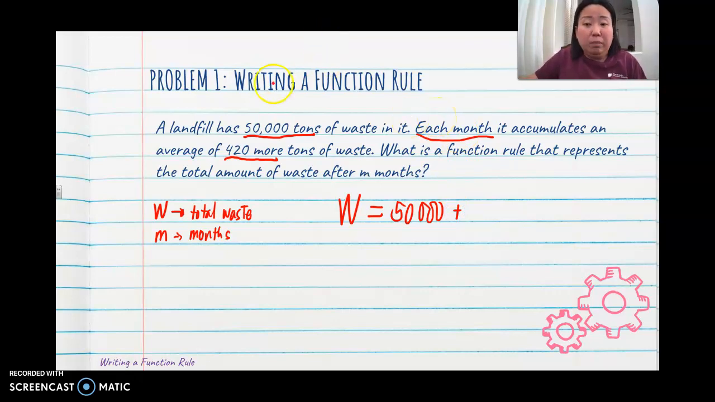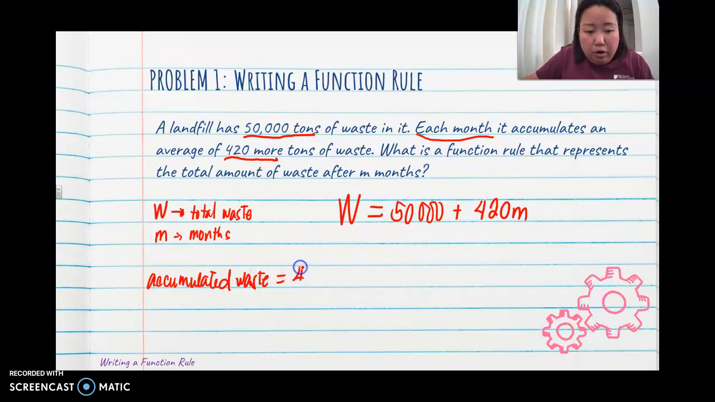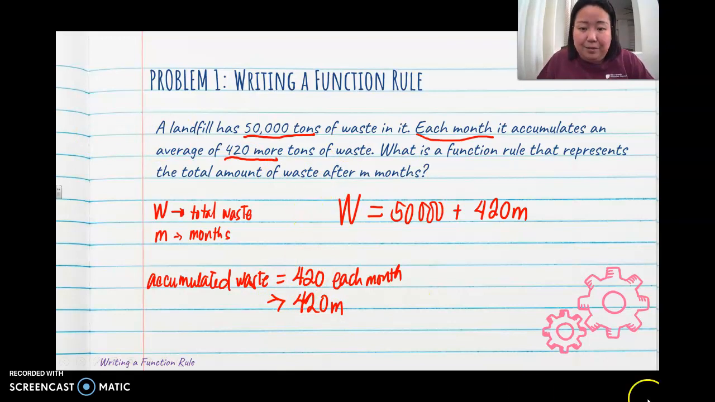We know that we will be multiplying the 420 by the number of months, okay? And so we will have an expression that will be 420 times m. So remember, the accumulated waste is going to be 420 each month, okay? And so from here, we know that this is going to be 420 times m, and that will be added to our 50,000. So that is our function rule.